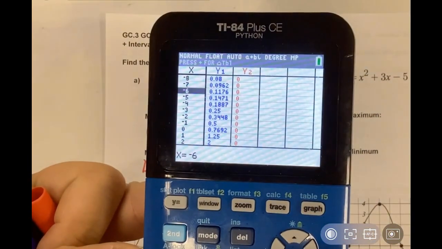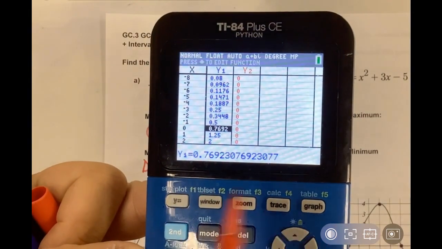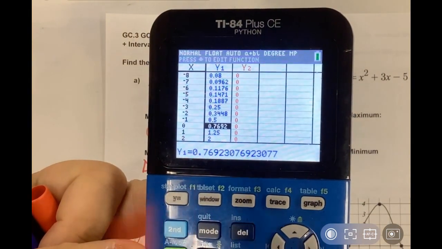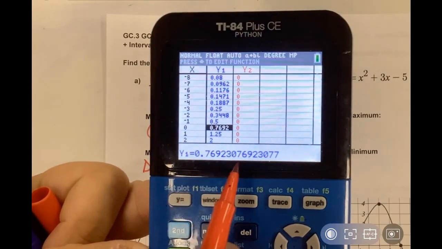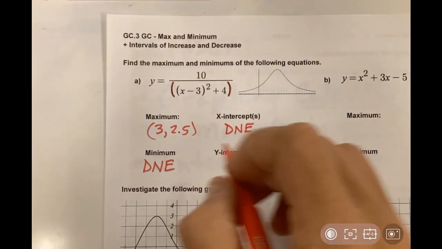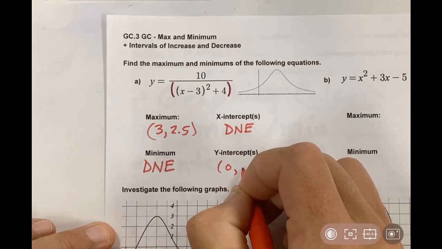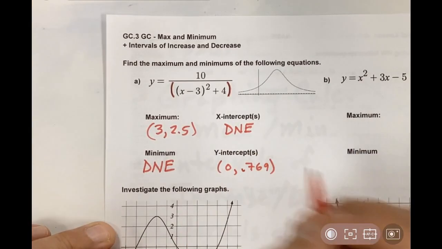So if you scroll down to right here, you put your cursor on the 0, and you'll notice that when you put your cursor on the actual y value, this right here is the y-intercept. So always go to your table, find 0 in the table, that number right there is your y-intercept. So I'm going to say 0, 0.769. Hopefully that wasn't too hard to find the y-intercept on that one as well.